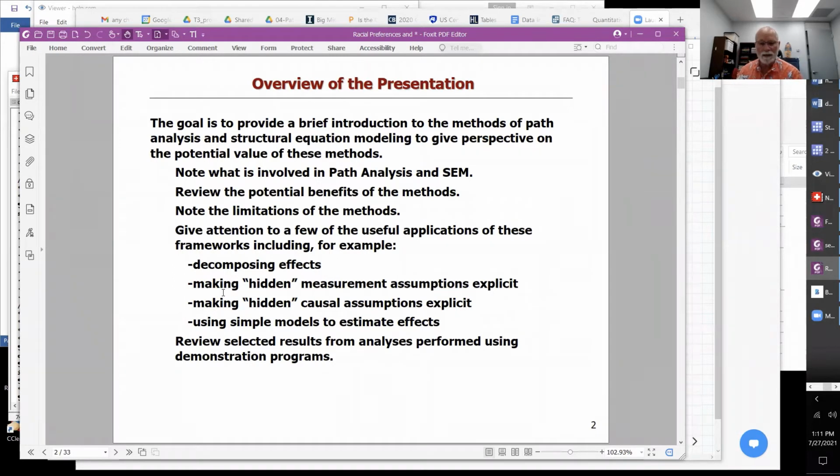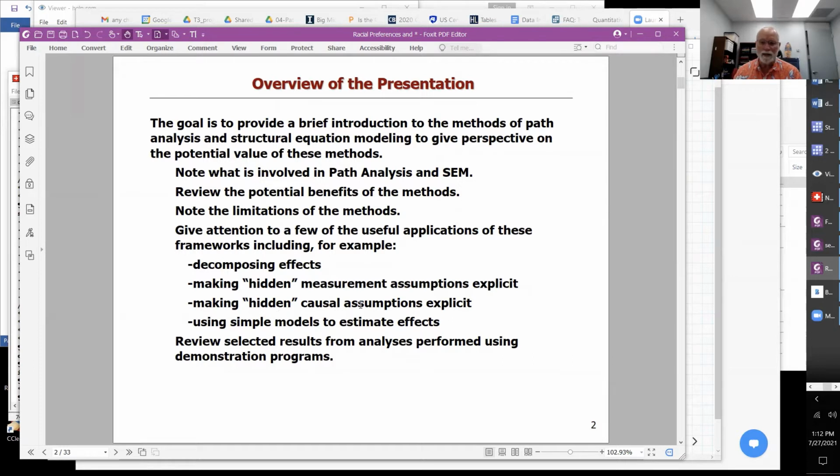I'll also highlight that path analysis and structural equation models make measurement assumptions that are often hidden and basically, I don't want to say ignored, but let's just say they're not in the foreground. It moves them to the foreground and makes them explicit. So if you do structural equation modeling, you must explicitly think about your measurement model. And often we get in habits where we don't think very much about the measurement model that is implicit in the work that we're doing.